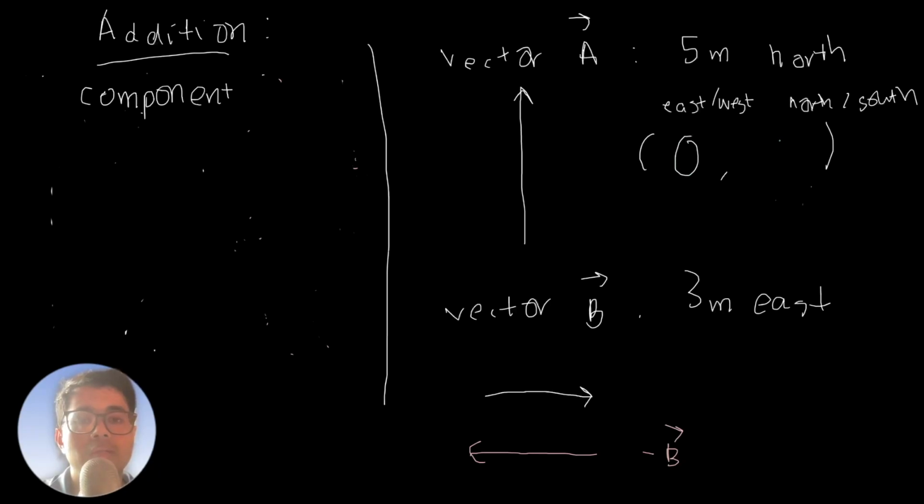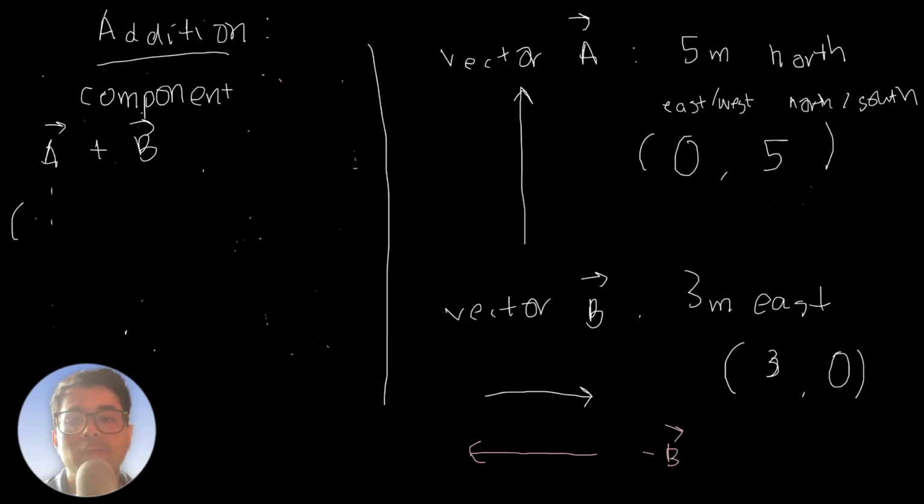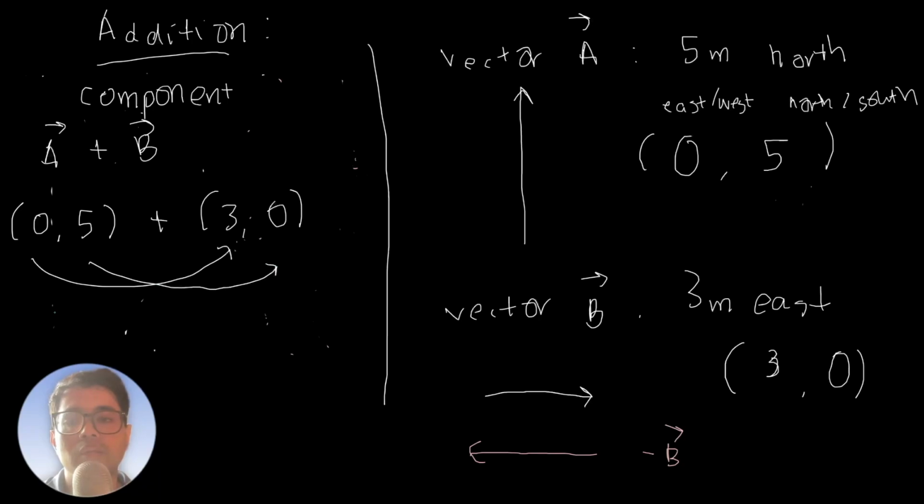There is zero movement in east and west, so this is 0. And then there is a movement of 5 meter north. For B, we have a movement of 3 meter east, and 0 movement in the north south direction. So now it becomes a bit easier when you want to add A plus B. That is equivalent to 0, 5 plus 3, 0. Add this one with this one and this one with that one, and then you will get 3, 5.